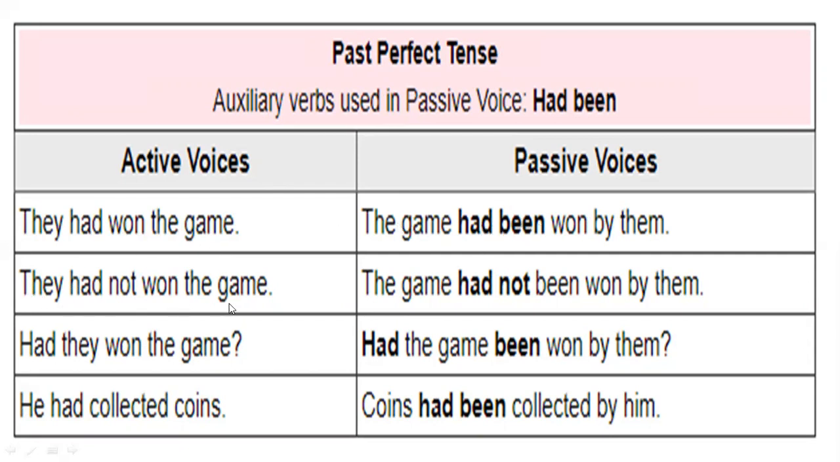They had not won the game. The game had not been won by them. Had they won the game? Had the game been won by them? That is affirmative sentence, negative and interrogative. He had collected coins. Coins had been collected by him.